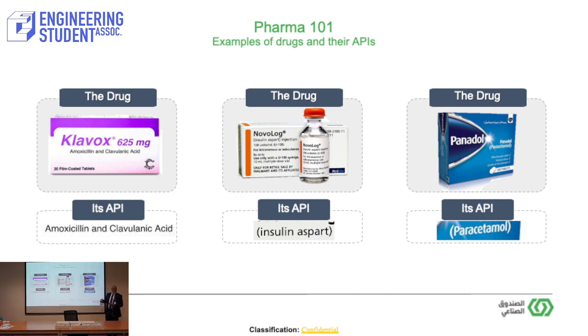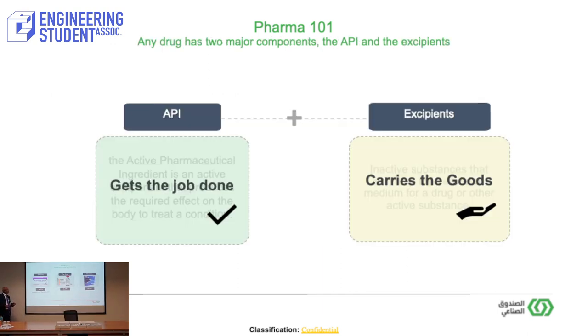That is the API, the one which cures you or makes you feel good, whatever you can say. And I'll just go one slide back. So the excipients, they carry the goods. For example, everyone has taken a vaccine. It's liquid based, water based. So that water is an excipient.